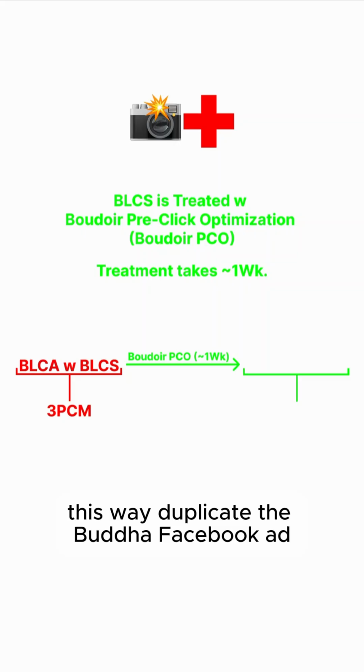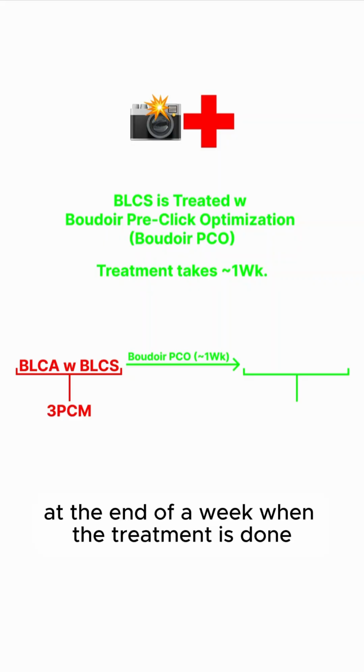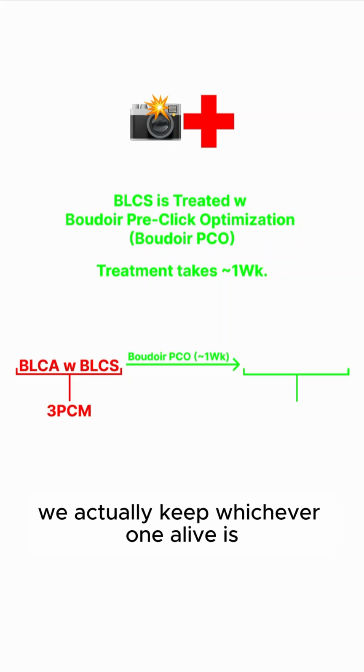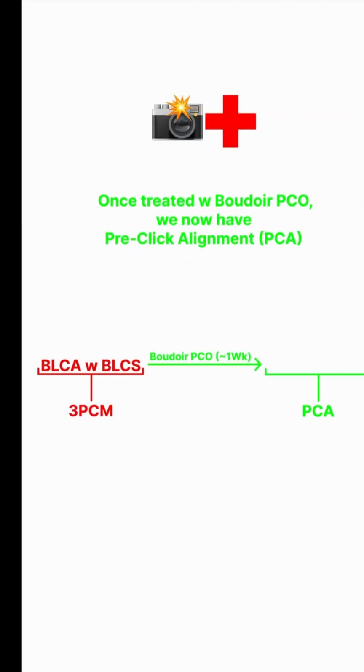This way we duplicate the Boudoir Facebook ad, leave the original ad as it is. We treat the duplicated one, run it in parallel. And at the end of a week, when the treatment is done, we actually keep whichever one alive is producing the best results or has the best metrics.